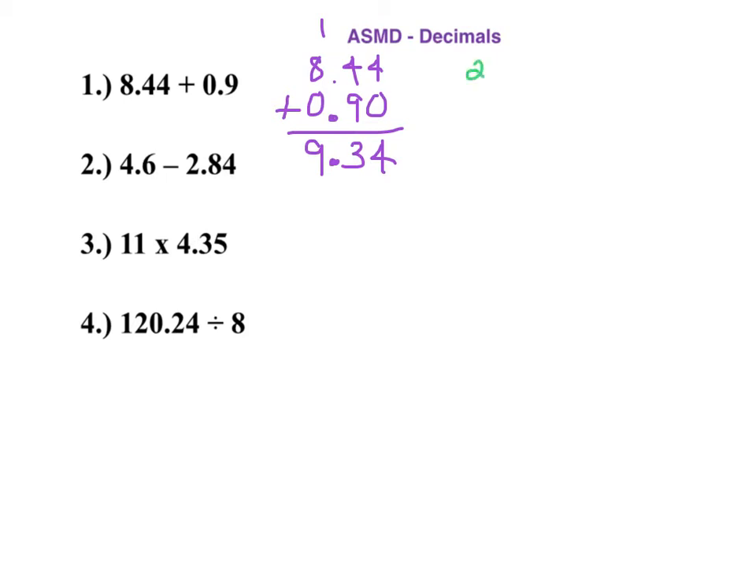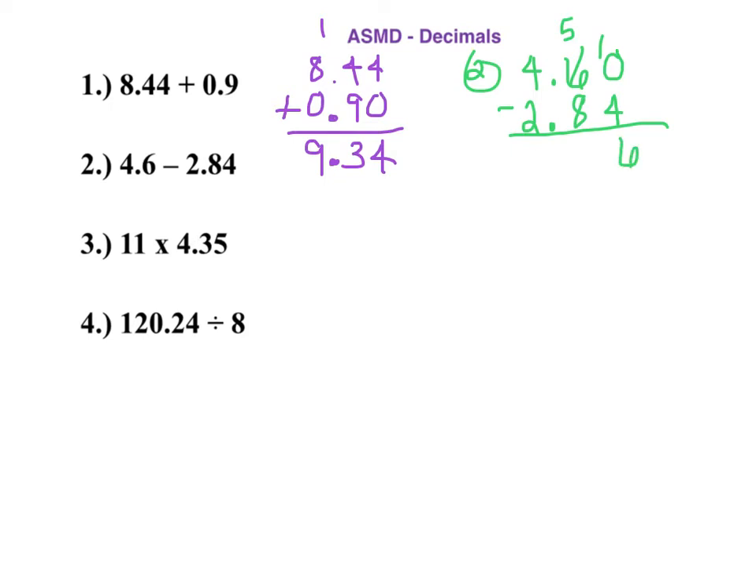Number 2. 4.6 minus, again, I'm lining up the decimal point when I'm adding and subtracting. So if this top number is not the same length, it doesn't have a number in the hundreds place, I can always add a 0. Can't do 0 minus 4, so I'm going to borrow. This becomes a 10. 10 minus 4 is 6.